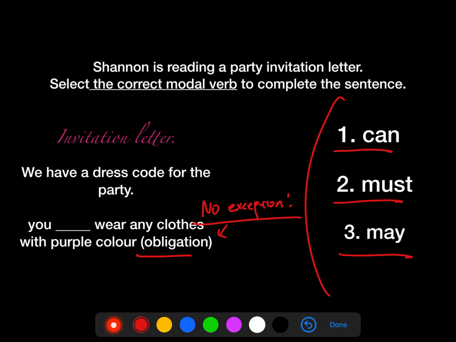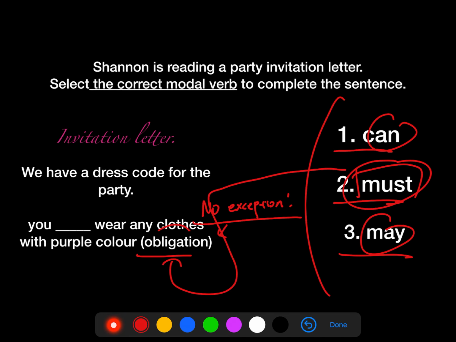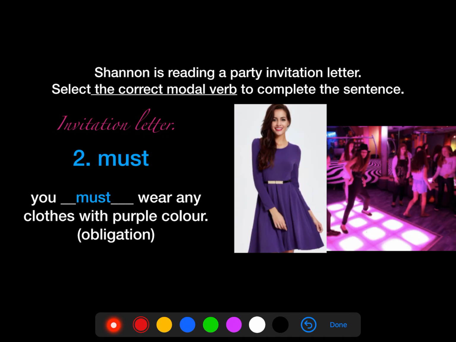Purple or nothing, just like that. So can is just like a permission or ability. May is just like a permission or a small possibility, so 50-50%. But must is the obligation. So the answer is must.